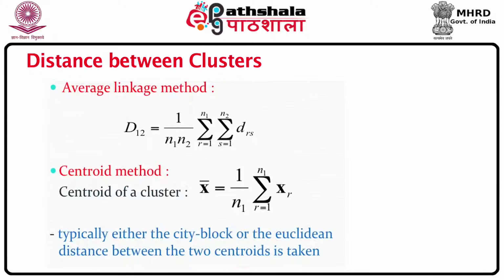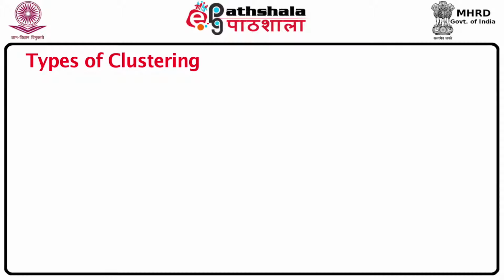Once having found the centroids of the clusters, we take either the city block or the Euclidean distance between these two centroids as the distance between the two clusters. Now, having defined the clustering distance as well as the distance between individuals, we need to decide on which type of clustering we'll be using.